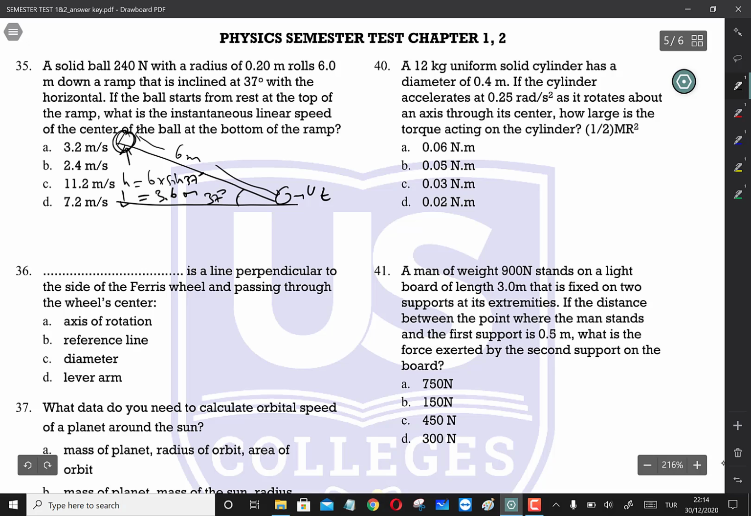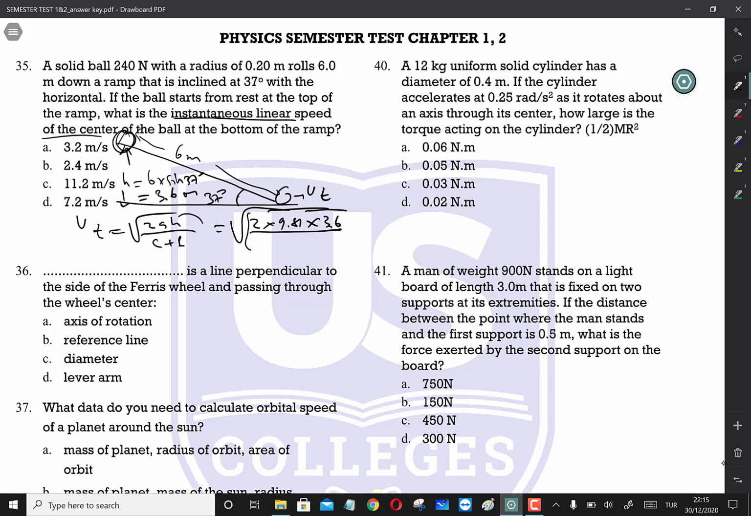Then you can use the equation for calculating the translational speed, known as the instantaneous linear speed of the center of the ball's mass, root of 2gh divided by c plus 1. So 2 times g, 9.81, h is 3.6, divided by c plus 1. c is, it's a solid ball. Solid ball has a moment of inertia coefficient 2/5. 2/5 plus 1.